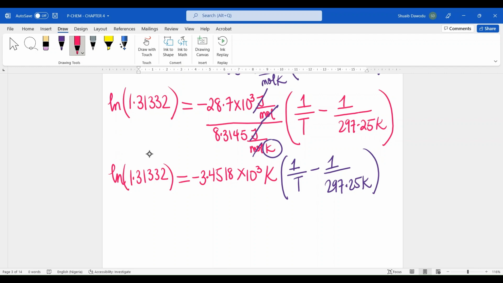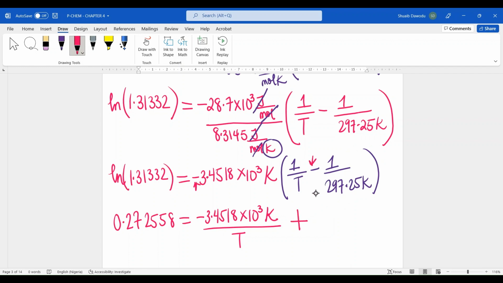So ln 1.31332 would simply be 0.272558 is equal to minus 3.4518 times 10 to the power of 3 Kelvin times 1 over T, which is the same thing as 3.4518 times 10 to the power of 3 Kelvin divided by T. So I'm expanding, by the way, I'm opening the bracket. It's going to be minus here, and of course minus times minus is just going to be plus 3.4518 times 10 to the power of 3 Kelvin divided by 297.25 Kelvin.